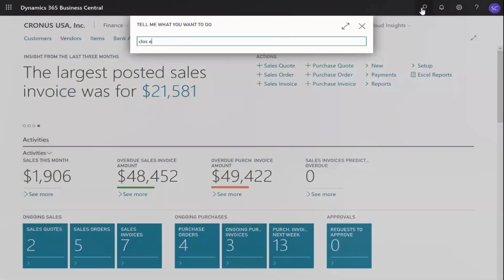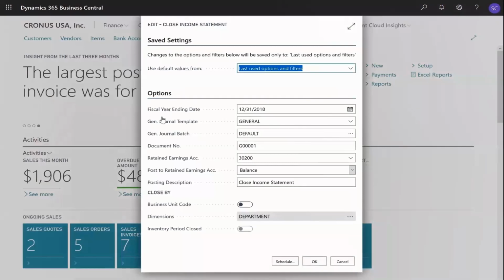So once we are closing, this is the close income statement. This is the last thing we need to do, okay? We're going to be transferring all the GL values in the P&L to a retained earnings account, okay? Go to the close income statement function. Here we have the fiscal year ending date that you want to close. This is the last date of the year that you want to close.